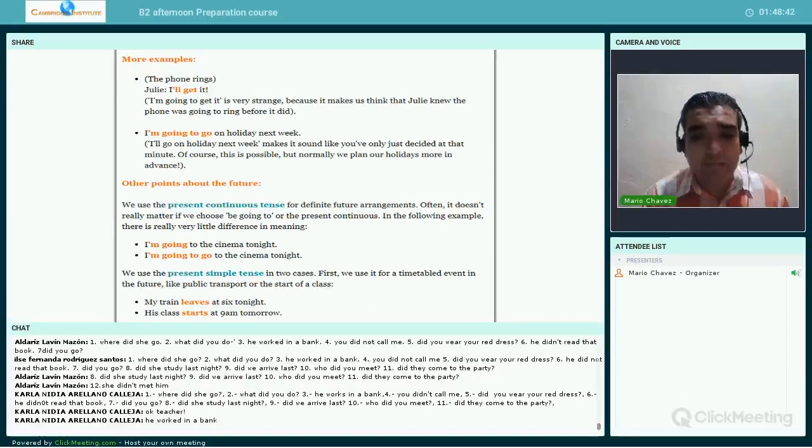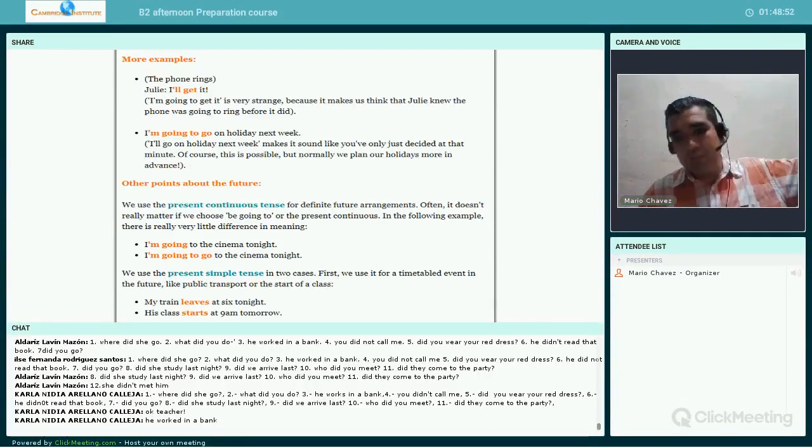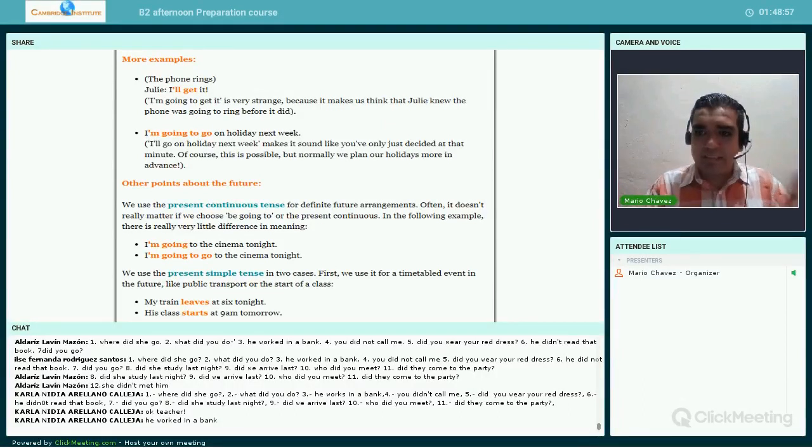First, we use it for timetable events in the future, like public transportation or the start of a class. My train leaves at 6 to 9. So it leaves, yeah? It goes away. It's a timetable. There is a schedule, right? And it leaves at that time, right?